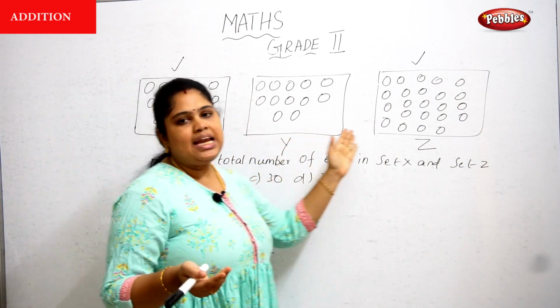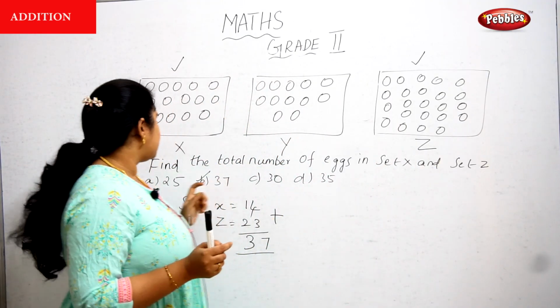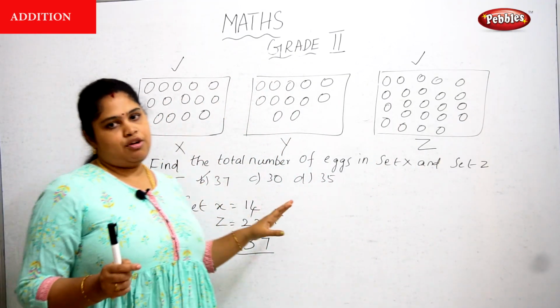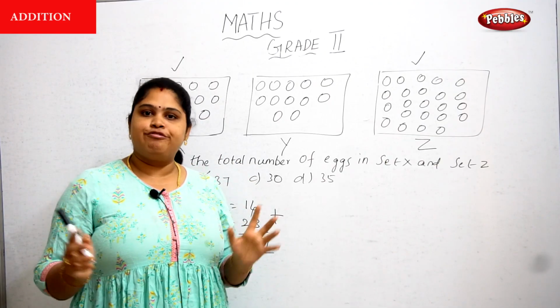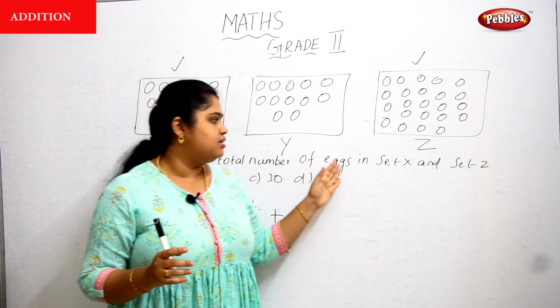X, Y and Z. So, what is the first question they are asking? Find the total number of eggs. They are asking for the total of every egg. Okay, total number of eggs.